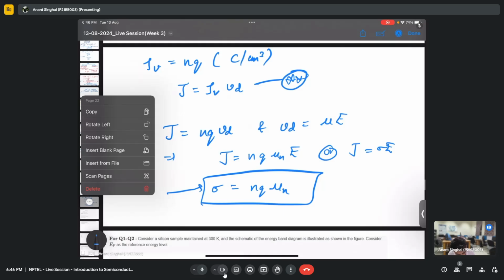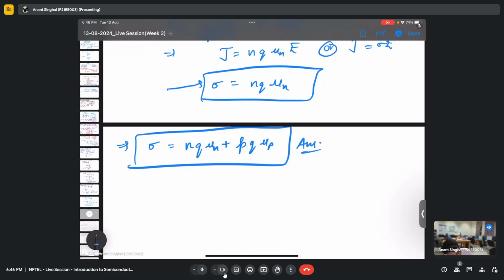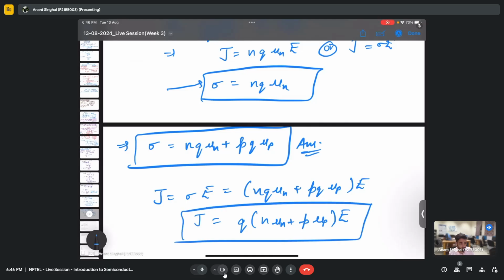So I have solved it considering a single N type. If I talk about a semiconductor, then we have a conductivity which is N Q mu N for the N part and P Q mu P for the holes. So this is the electrical conductivity, and the total J, that is the drift current density, is given by sigma E again. So if I write sigma, N Q mu N plus P Q mu P, times E, or even if I take Q common, N mu N plus P mu P into E. So this is the current density that is due to the drift component.